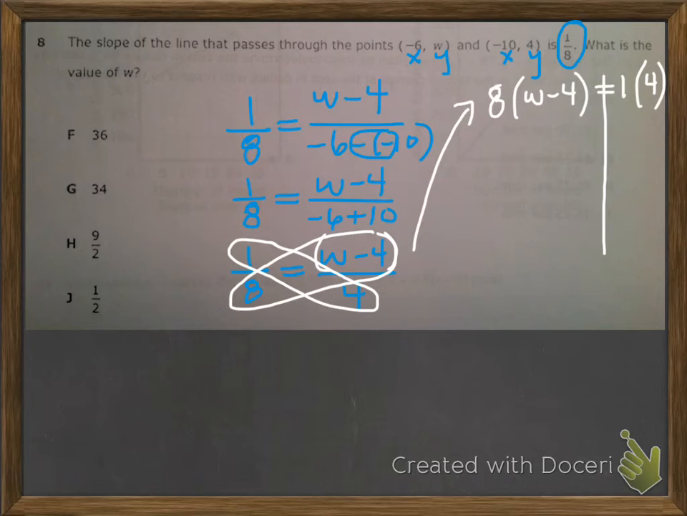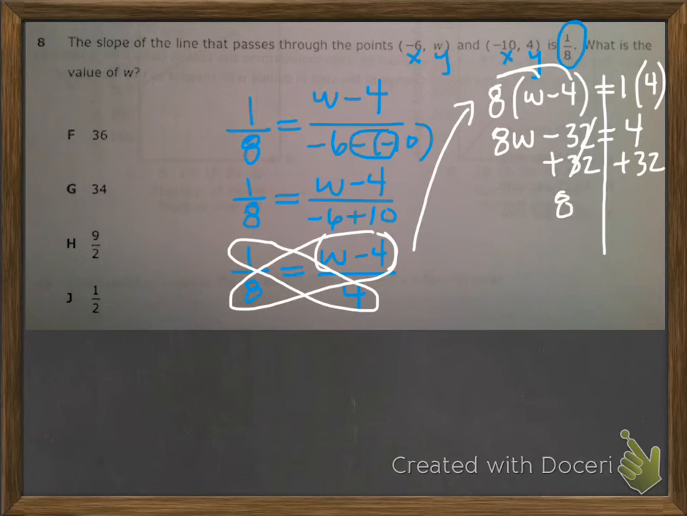First thing I'm going to do is distribute that 8 to the W and the minus 4. 8 times W is 8W. 8 times negative 4 is negative 32. On the right, we've got 1 times 4, which is 4. To get W by itself, I'm first going to move my constant to the other side, that minus 32. I'm going to add it to both sides.